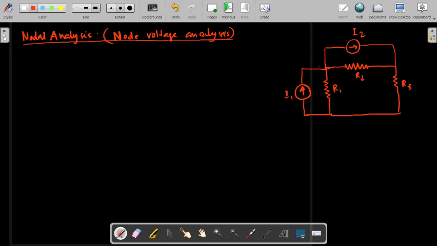Okay, so for that particular circuit, first what I am doing is putting the names of the nodes. First I am randomly taking a reference node. So let us say this is the reference node, and the non-reference nodes are, say, this is node A, this is node B.